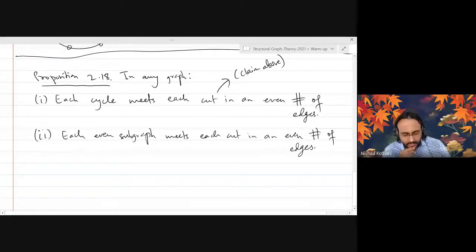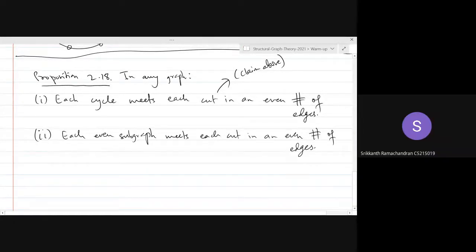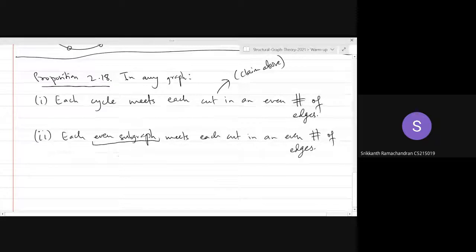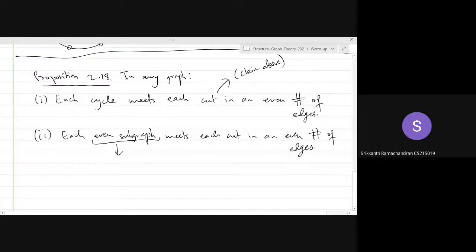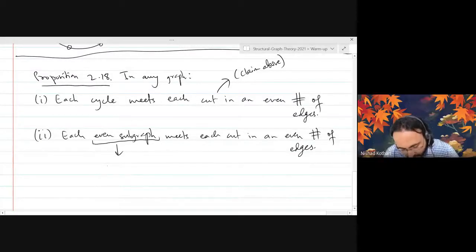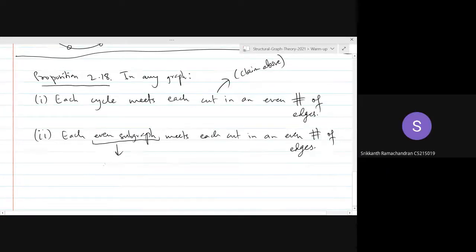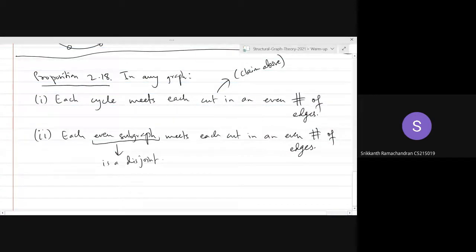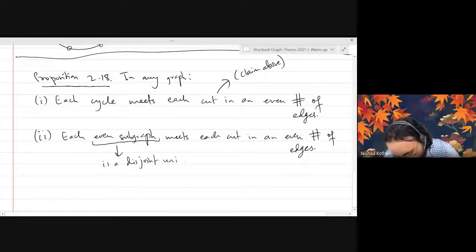Even subgraphs are cycle one cover. It has a cycle 1 cover, so it's a disjoint union of cycles. So for each cycle it intersects an even number of times, and a sum of even numbers is always even. Right, exactly.